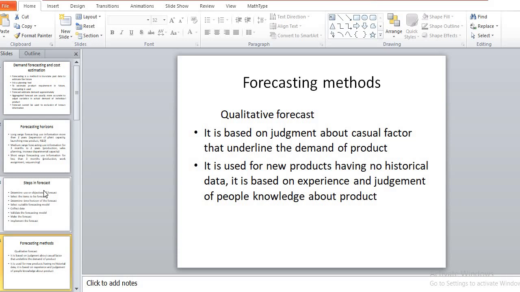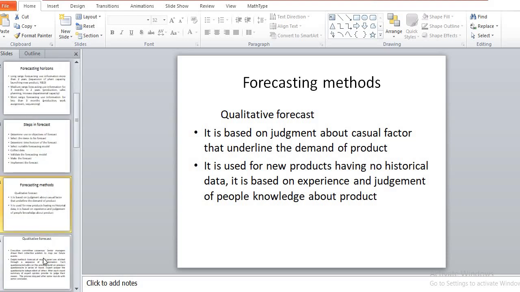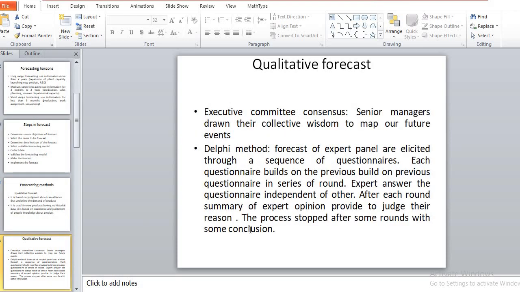And there are four types of qualitative forecasting. One is the executive committee consensus. Another one is the Delphi method. The others are survey of sales force and expert evaluation techniques. So these are the four methods, and we move further and go through these four methods.